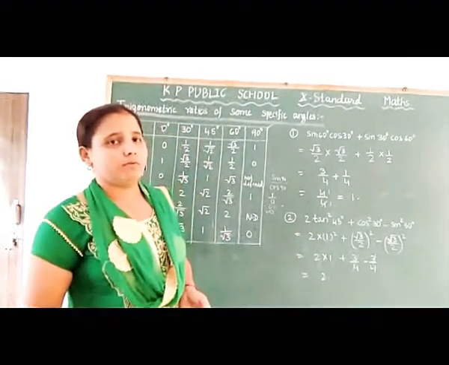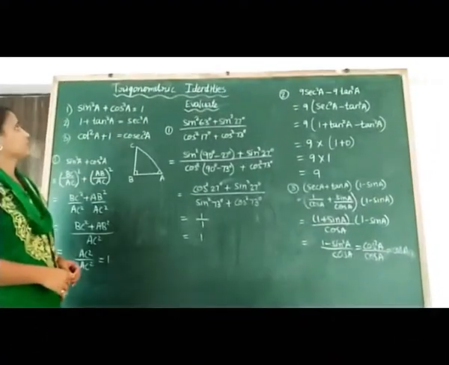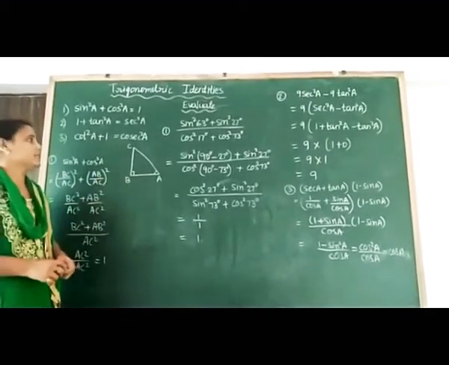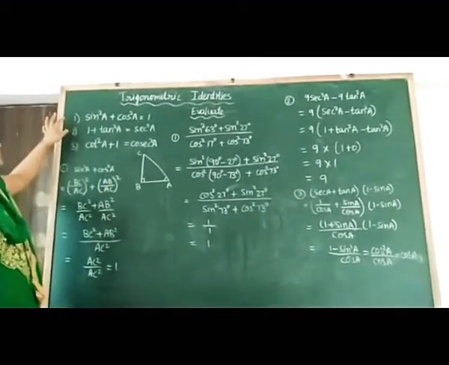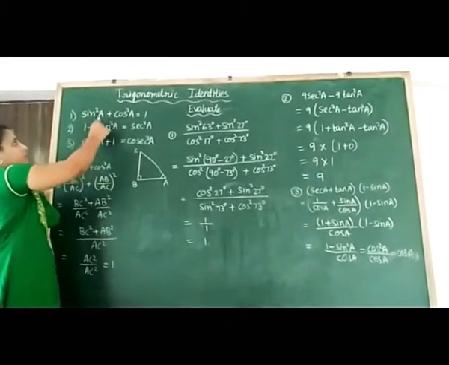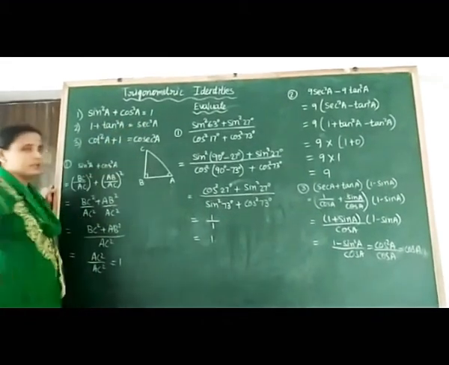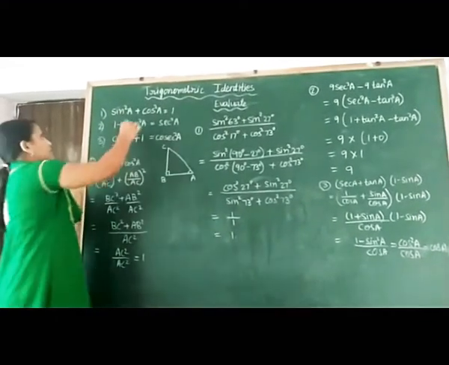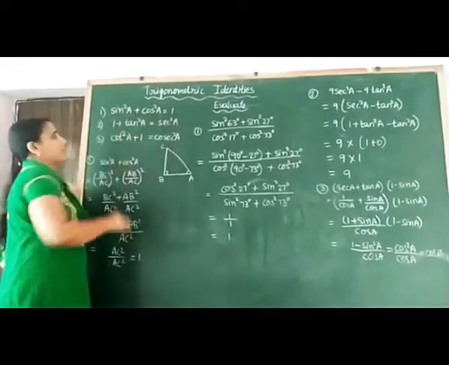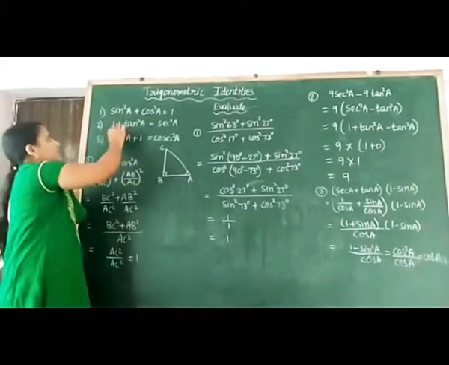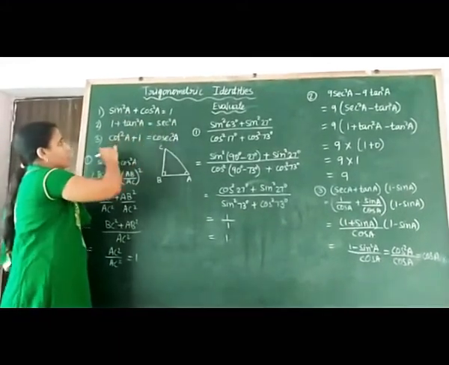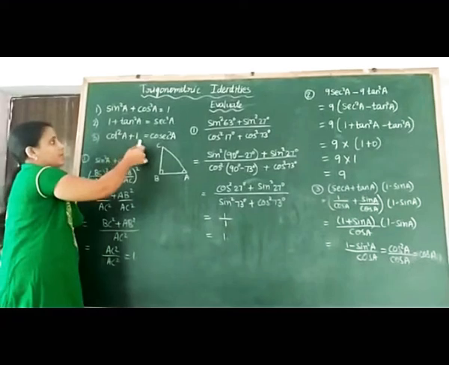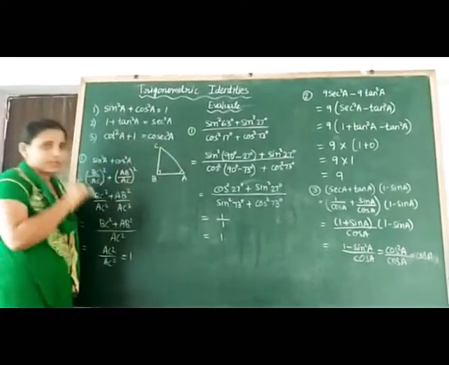Okay, so students, our next topic is trigonometric identities. For this, there are three basic formulas. First one is sin square A plus cos square A equal to 1. You can say sin square theta plus cos square theta equal to 1. This one is an angle and this is also an angle, theta is also an angle. Next is 1 plus tan square A is equal to sec square A. Third formula is cot square A plus 1 equal to cosec square A.